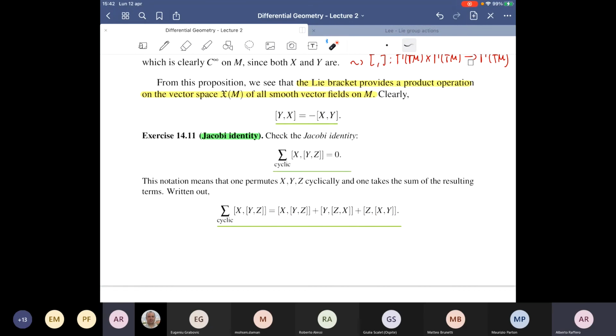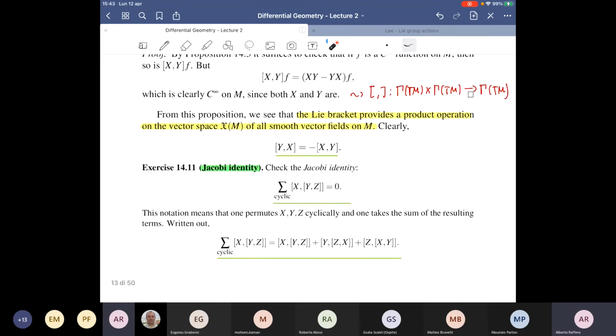So if you want to prove this, and this is an exercise I suggest you try to do, just take any smooth function f on the manifold, apply this to f, and then use the definition of the brackets to see what you obtain. At the end of the day, after you did all your computations, you will end up with all summands that cancel pairwise, and then you will end up with 0.